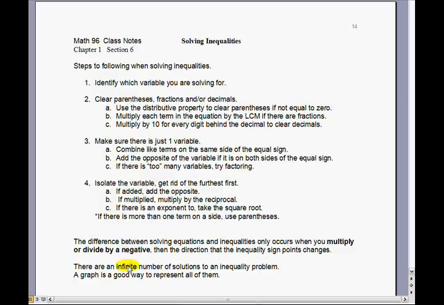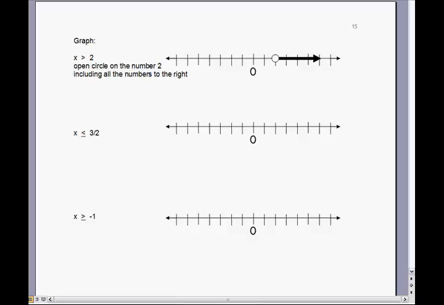There are an infinite number of solutions in an inequality. A graph is a good way to represent all of them. Let's look at some graphs of inequalities.